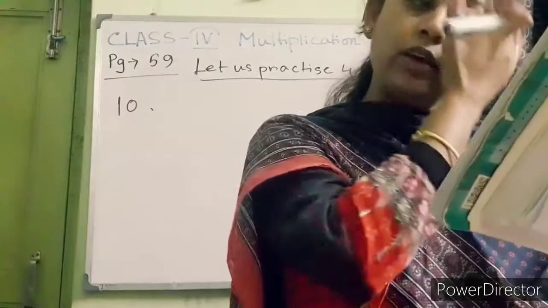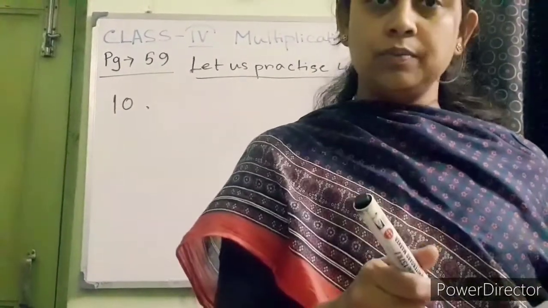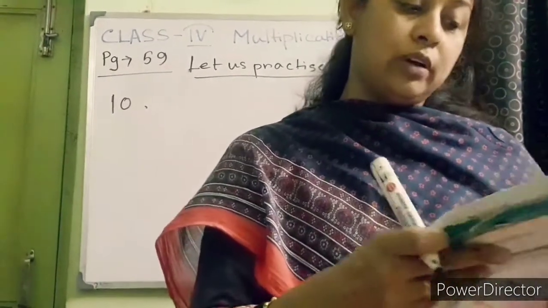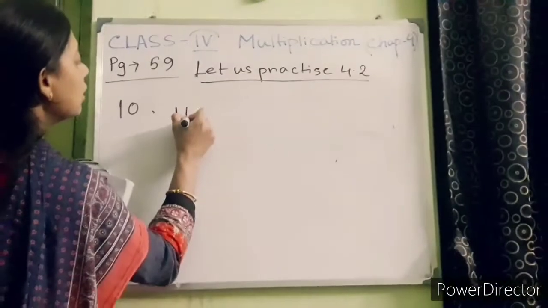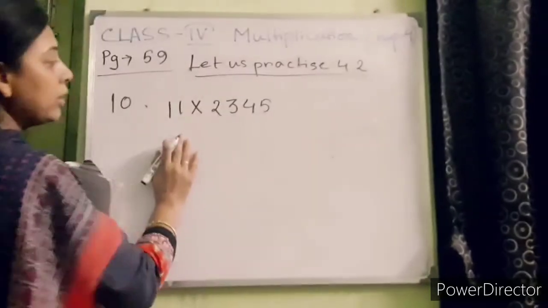Let us learn a trick to multiply by 11 without using the table of 11. You can't use the table of 11 to solve this one. Okay, here is one example: 11 into 2345.